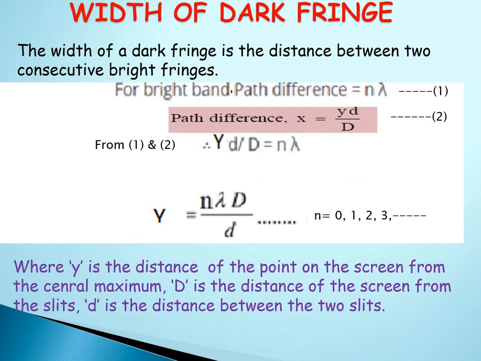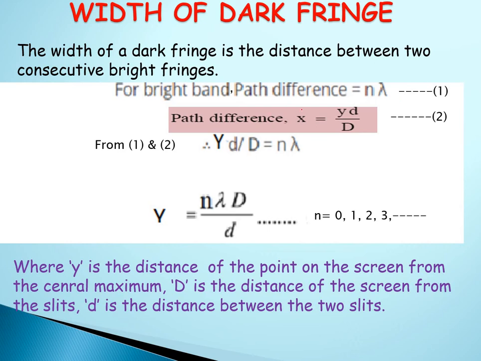Now we are going to find out the width of the dark fringe. To find the width of a dark fringe, what should we know? We should find out the distance between two consecutive bright fringes. The width of a dark fringe is the distance between two consecutive bright fringes. So for the bright band, what is the path difference condition? n lambda.